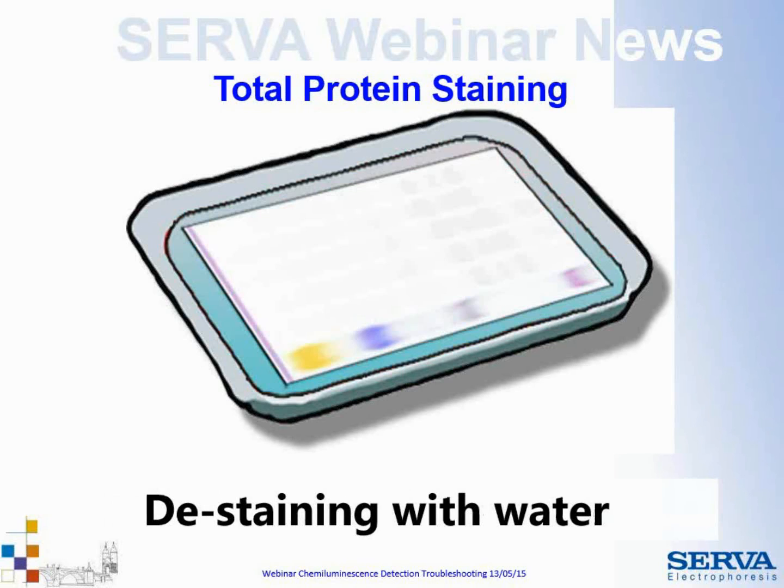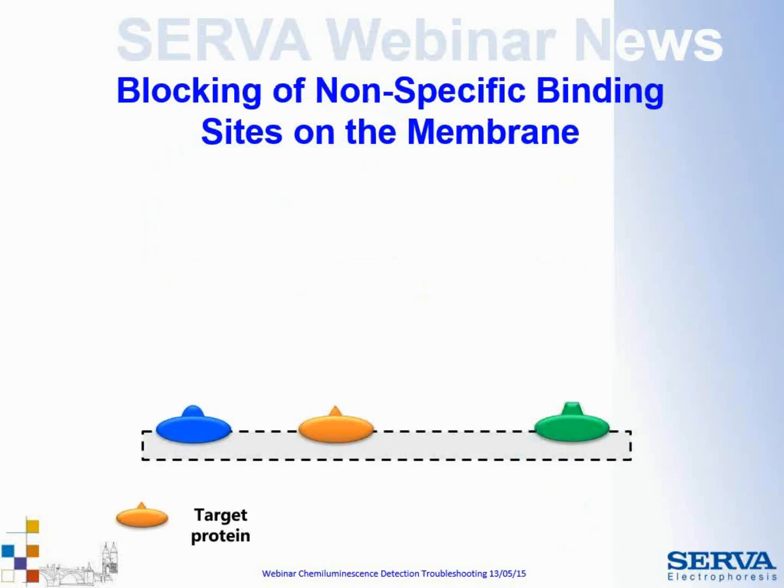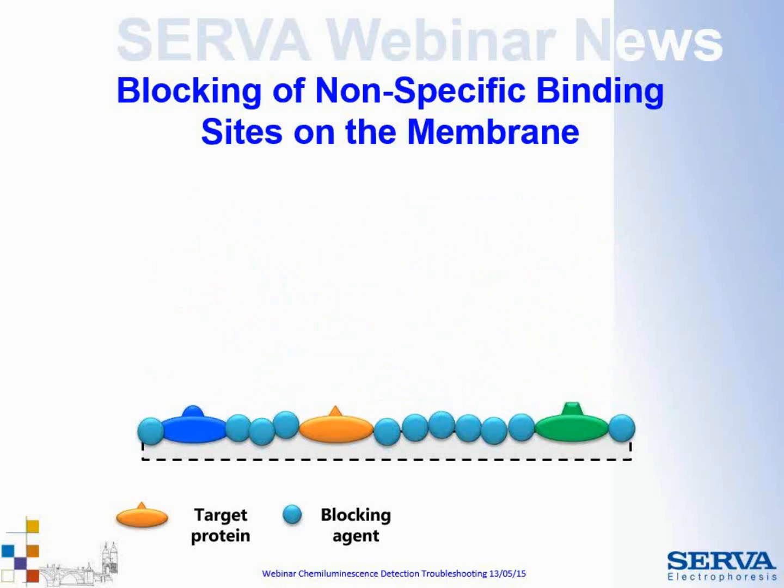After this you destain the blot with water, and the next step follows. It's a blocking step to block non-specific binding sites on the membrane, so that you will not have a high background signal. So the blocking agent is on the membrane surface where no protein is blotted. As blocking agent, you can use milk powder or BSA, or as an alternative to milk powder or skim milk, you can also use casein.